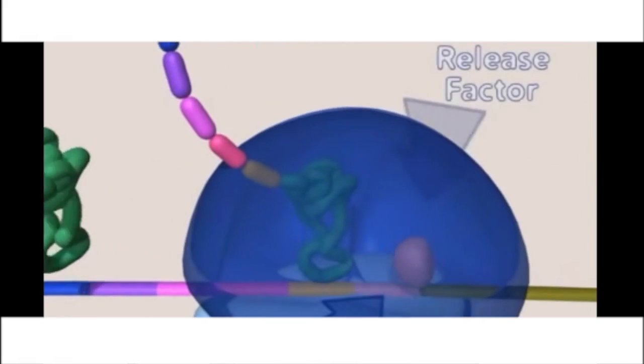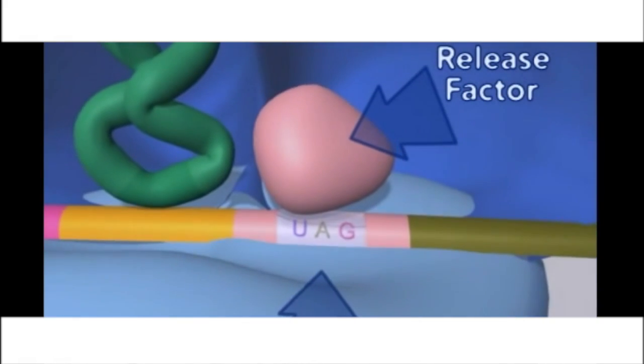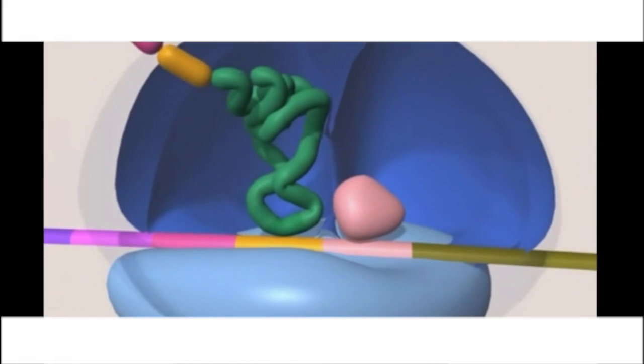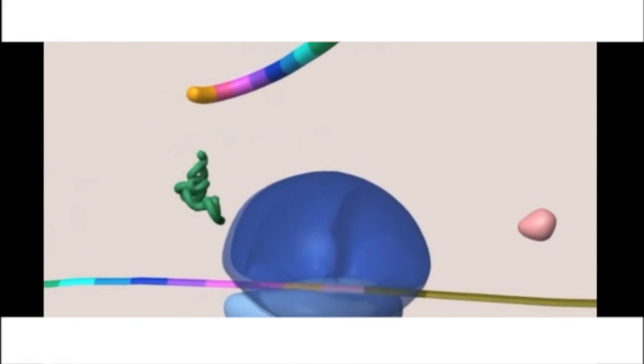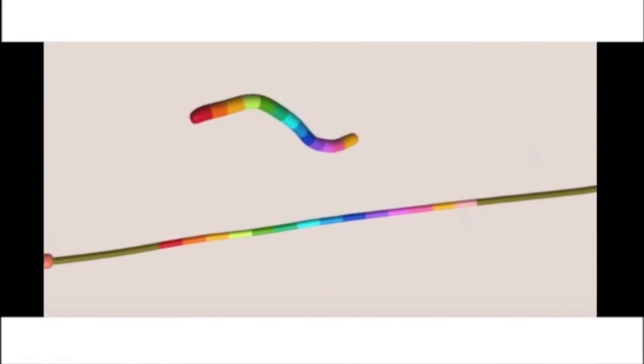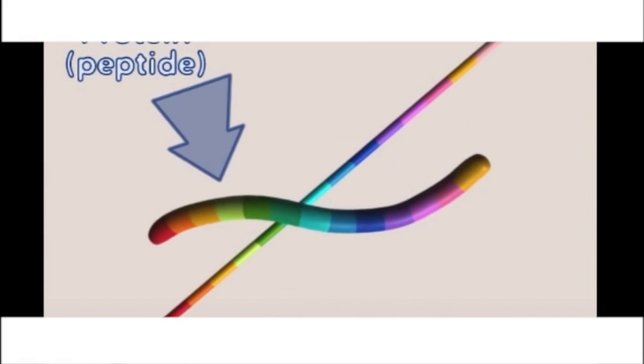When the stop codon reaches the A site, the release factor enters the A site. Translation is now terminated. This step is called termination. The ribosome is dissociated, and a newly formed protein is now released.